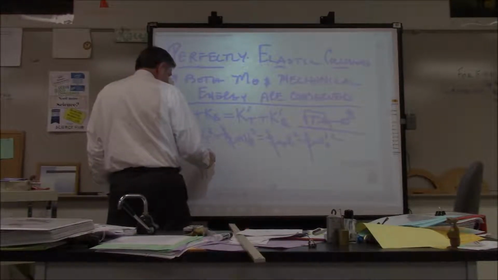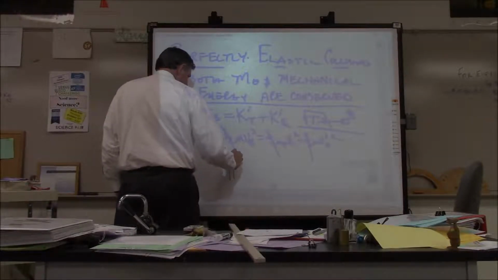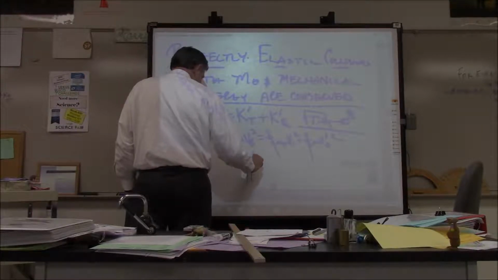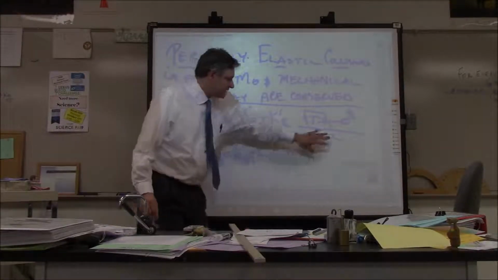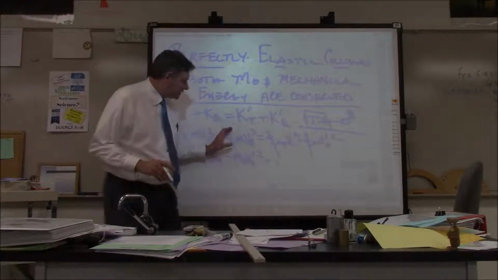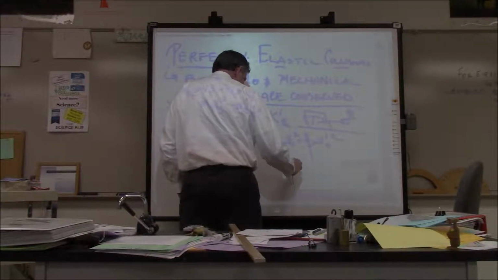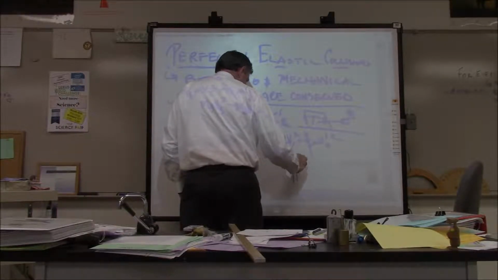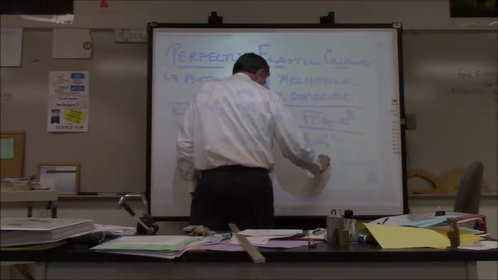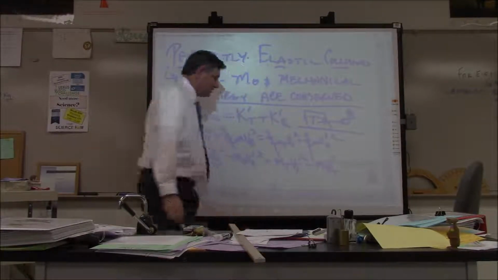So this is mass of the bullet times the velocity of the bullet squared minus the mass of the bullet times the new velocity of the bullet squared. So all I did was take this and move this over here. That's all I did. And then I'm going to take this target and move that over there. So this is going to be the mass of the target times the new velocity of the target squared minus the mass of the target times the original velocity of the target squared.